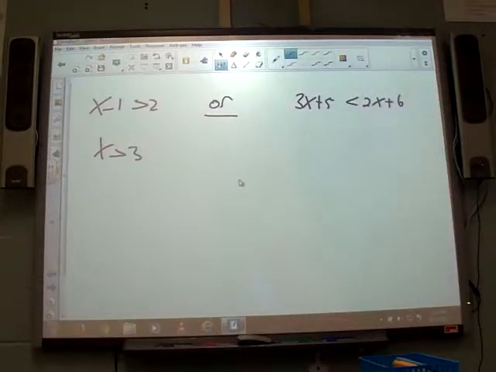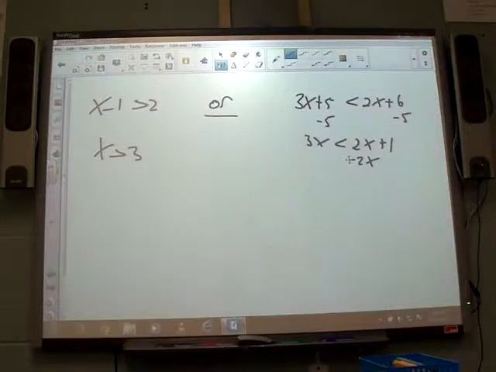What do you want to do first to solve the one on the right? Subtract 5. Okay, we just subtract 5. Whoever said the 2x up there would need to subtract that in just a minute. That gets me 3x is less than 2x plus 1. Now I'm ready for that 2x that the guy said at the front. Subtract it. So x is less than 1. So we got x is greater than 3, or x is less than 1.